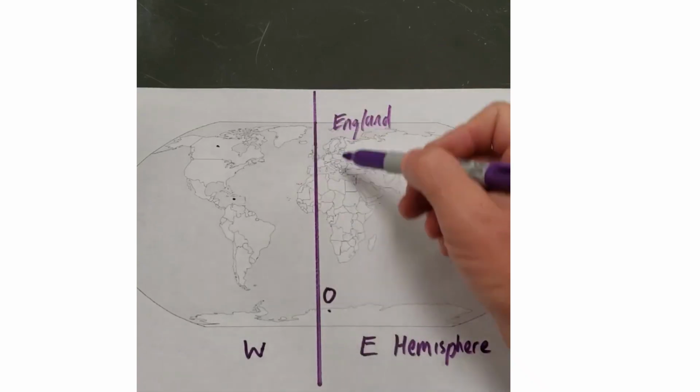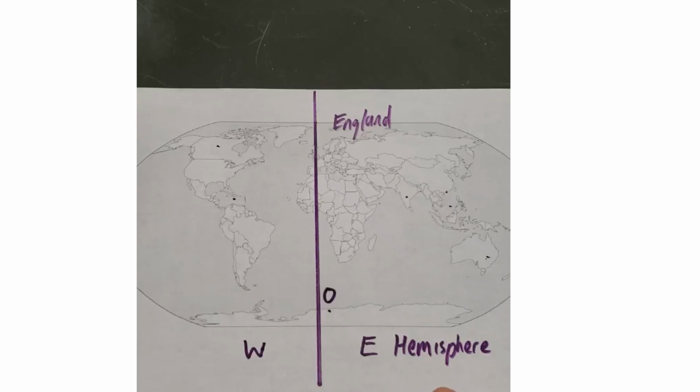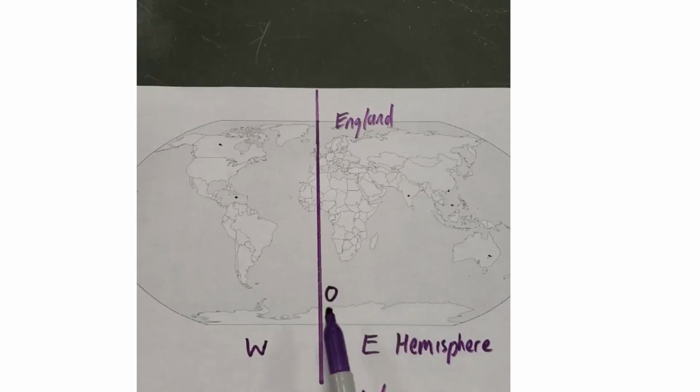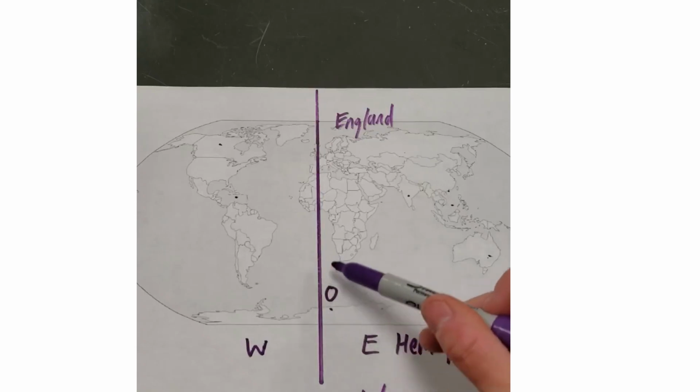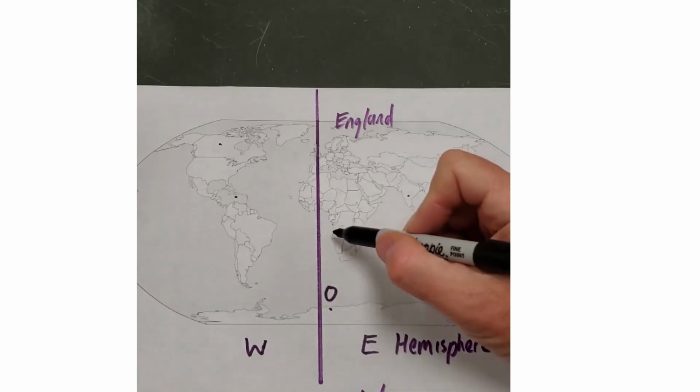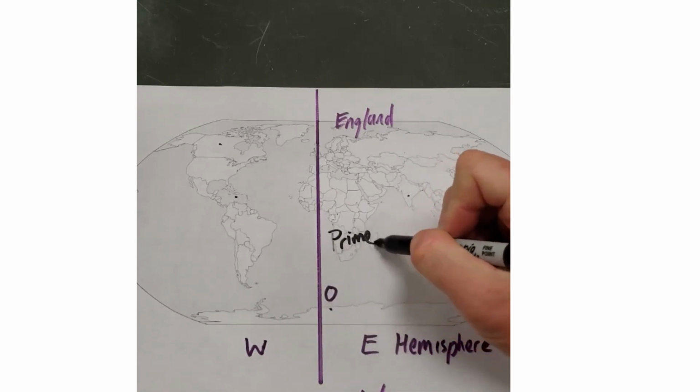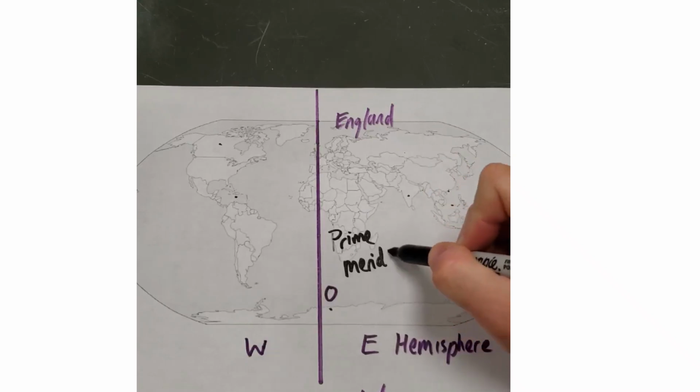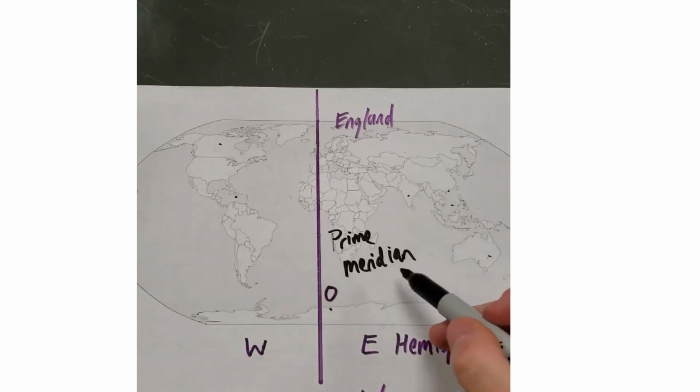The lines going this way are called lines of longitude. And lines of longitude measure how far you are either going east or going west from this zero line of longitude. The zero line of longitude also has a special name. It is called the prime meridian. A meridian is another name for a line of longitude.